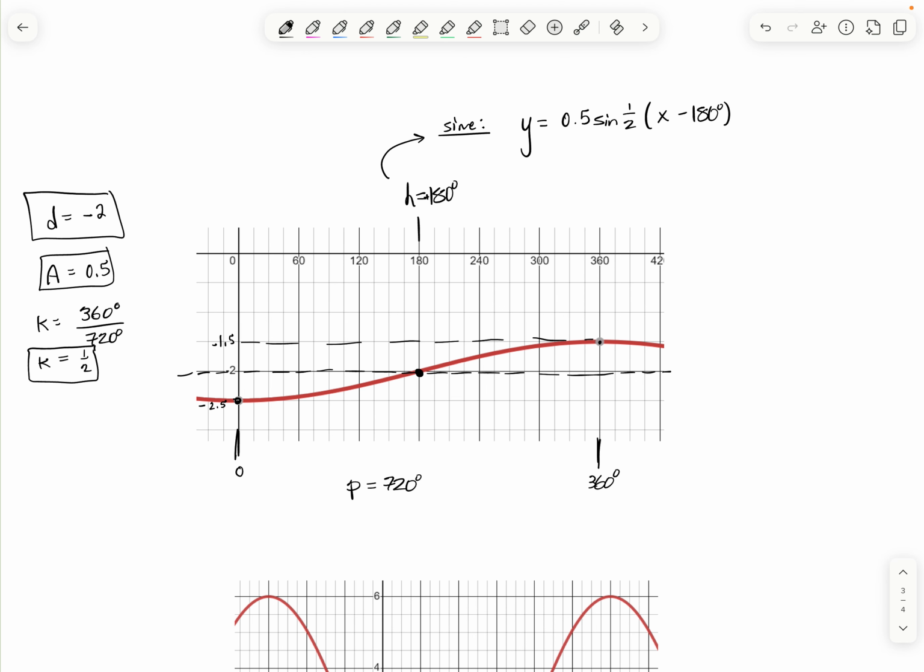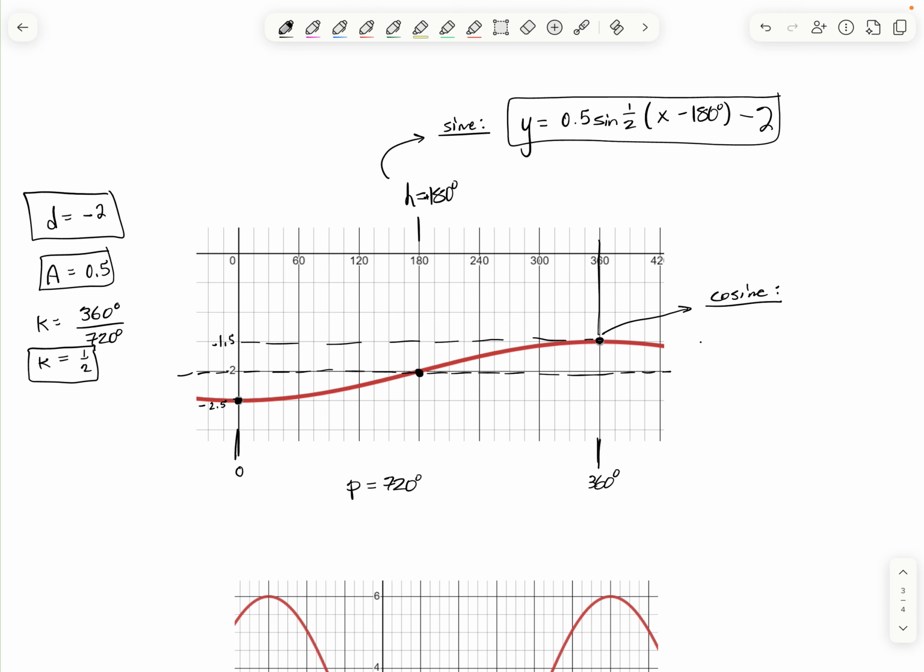So minus 180 and then minus 2 because that's the D value. So that'd be as a sine. As a cosine, I'd want to start here. So then I'd say cosine would look like this. The H value would be 360. Or actually, what I could do is not even worry about translating it. I could just keep it there and just invert it, right?